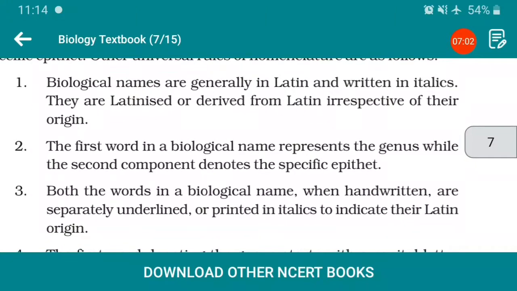First is, biological names are generally in Latin and written in italics. They are Latinized or derived from the Latin irrespective of their origin. So the biological name should be written in Latin.